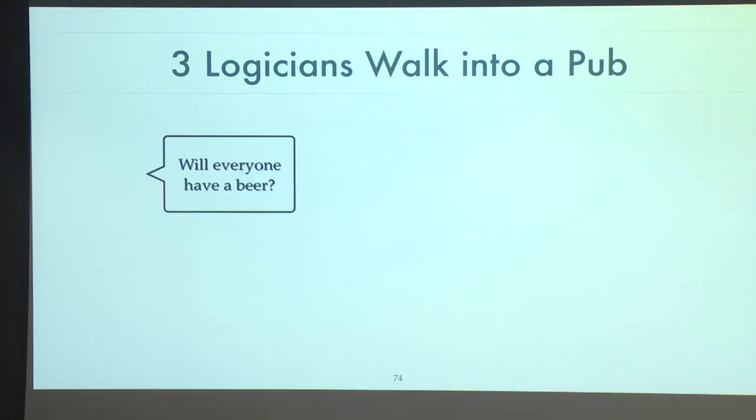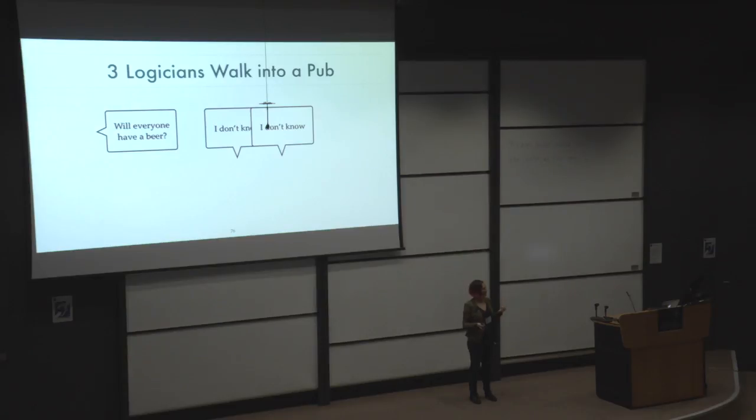So you may have heard this three logicians walk into a pub joke, where the bartender asks, will everybody have a beer? There are three logicians. The first one says, I don't know. The second one says, I don't know. The third one says, yes. Okay, good. I'm glad you all know the joke. Says, which beer? Right, yeah, I know.